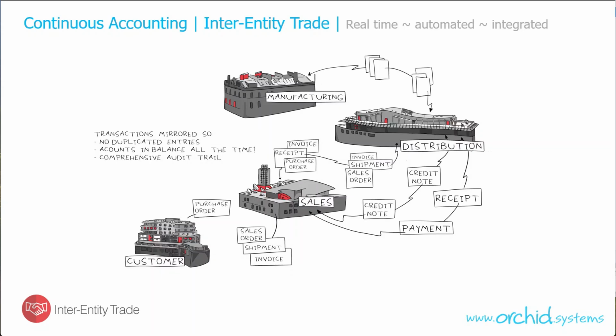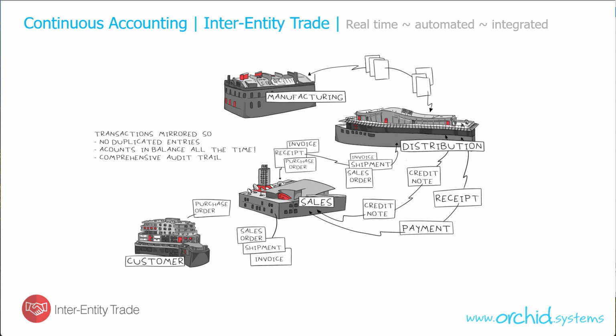In terms of continuous accounting, because inter-entity trade automates the required target transactions when the source transaction is created or amended, it provides real-time results which are both automated and integrated, keeping the intercompany balances in sync at all times. That is, depending on whether you're using AP to AR, AR to AP trade, or OE to PO, PO to OE trade, when the AP documents in the source company are posted, the mirrored AR documents in the target company are posted, or vice versa, AR to AP.